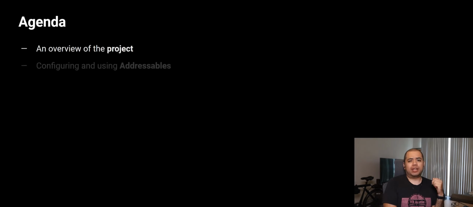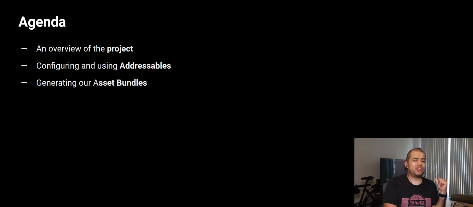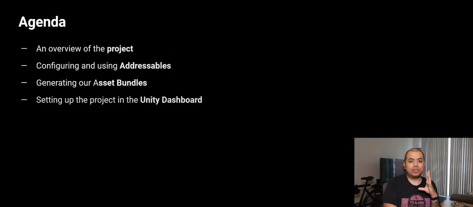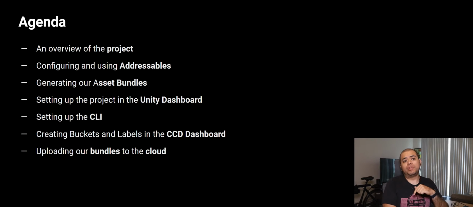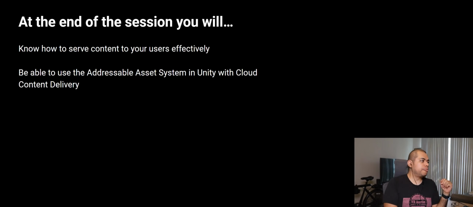This is the agenda. We're going to get an overview of the project. We're going to configure the addressables. We're going to generate the asset bundles. If you haven't done that, don't worry. We're going to go step by step. We're going to set up the project in the Unity dashboard and set up the command line interface. We're going to create buckets and labels in the dashboard, and then we're going to upload our bundles to the cloud. And then from our client, we're going to be downloading the content at runtime.